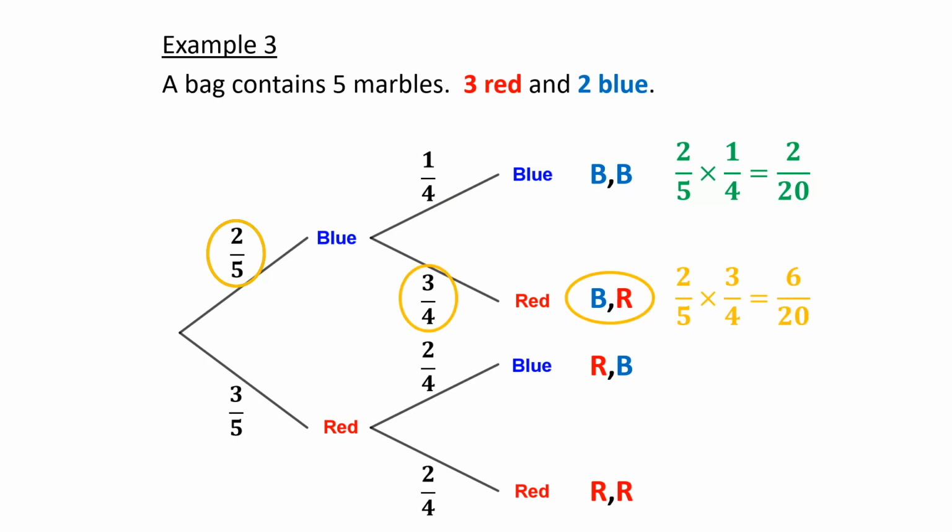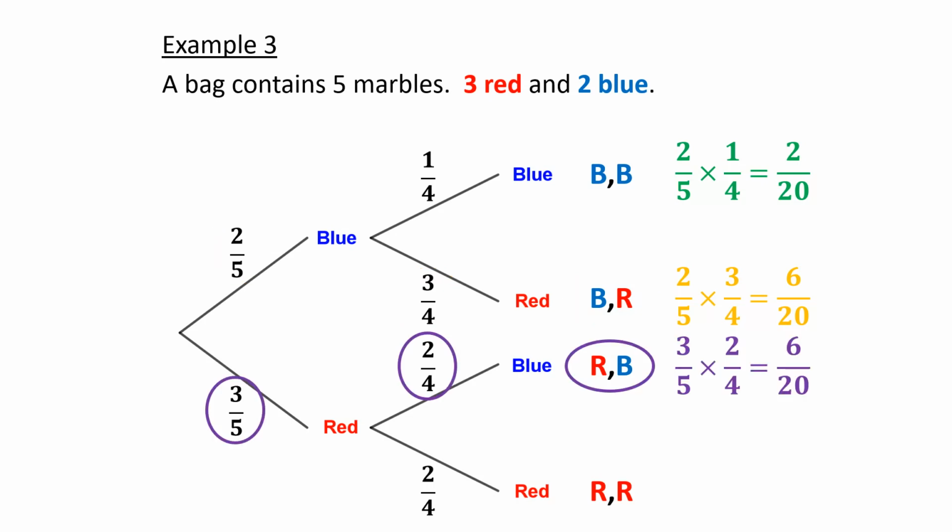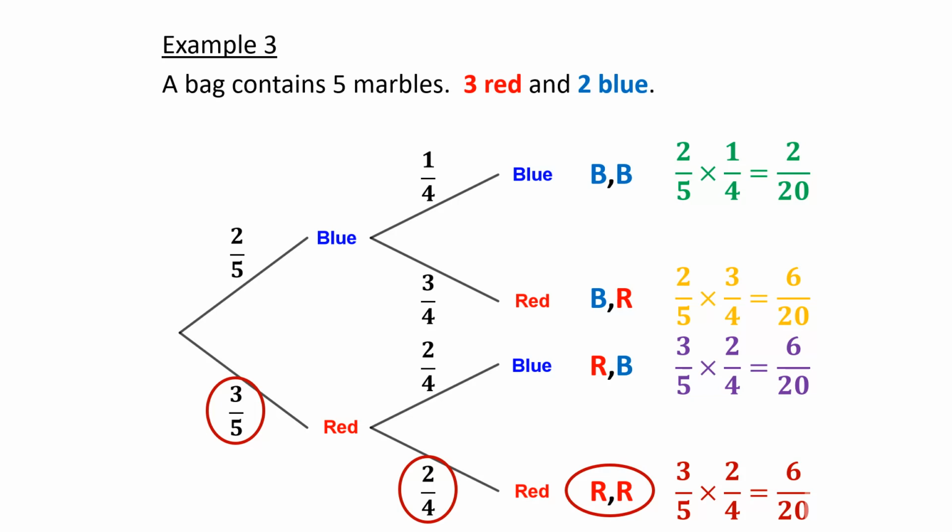To work out the probability of getting a blue first, then a red, we multiply these fractions. 2/5 times 3/4 gives us 6 chances out of 20. To work out the probability of getting a red first, then a blue, we multiply these fractions. 3/5 times 2/4 also gives us 6 chances out of 20 for this scenario. And to work out the probability of getting 2 reds, we multiply these two by going 3/5 times 2/4, and that also gives us 6/20.